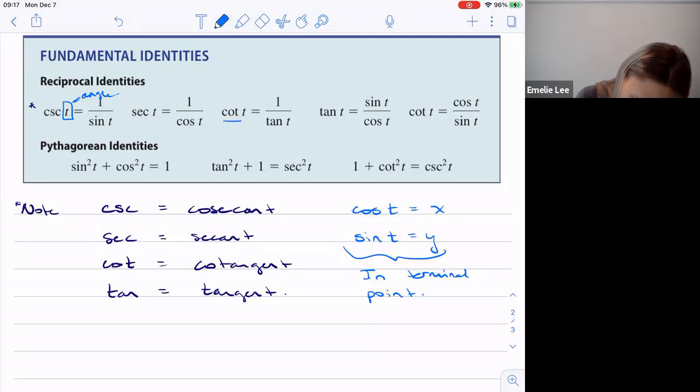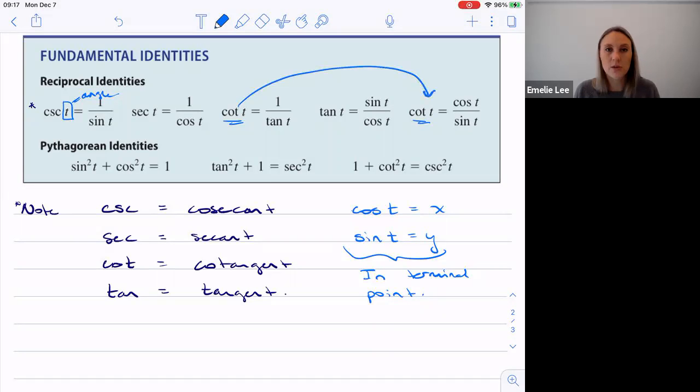Right. So here, the cotangent, notice that those are the same. So you only need one of those. I would probably opt for this one, right? But it depends on what you're working on. If you have the tangent, then it's easier to use this one. So that's why they're both here.